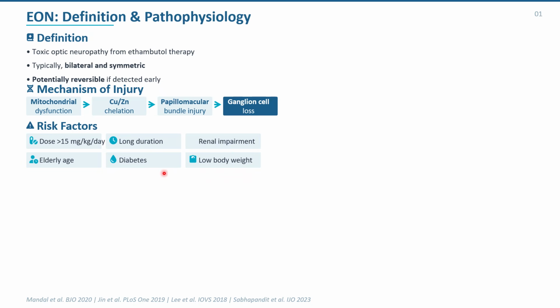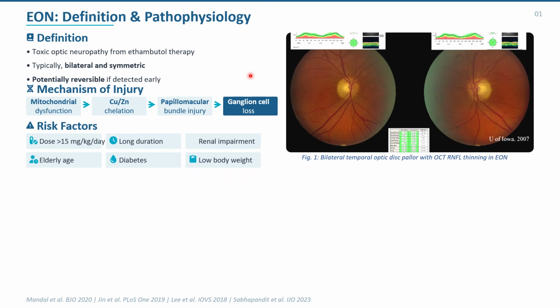The underlying pathogenesis: the mechanism of action of ethambutol works on the mitochondrial metabolism. The oxidative phosphorylation of the mitochondria will be interrupted because of the chelation of copper and zinc. This happens inside the Mycobacterium bacilli, but this also will affect the host cells themselves. That's why the papillomacular bundle is the most vulnerable for these complications and leads to ganglion cell loss. Initially there will be interruption of the axoplasmic transport, and then at the end there will be damage to the ganglion cells and lead to temporal atrophy of the optic disc.